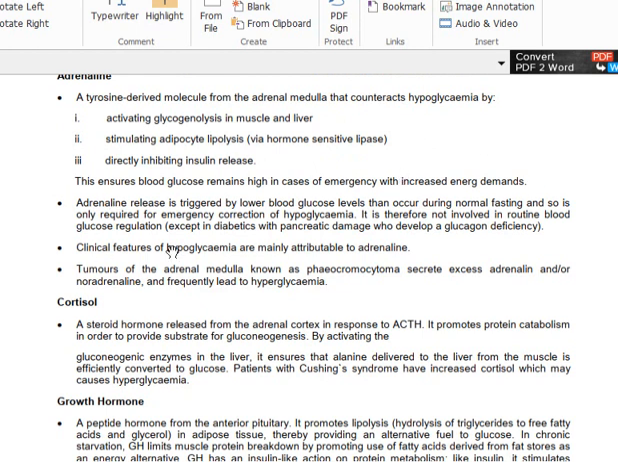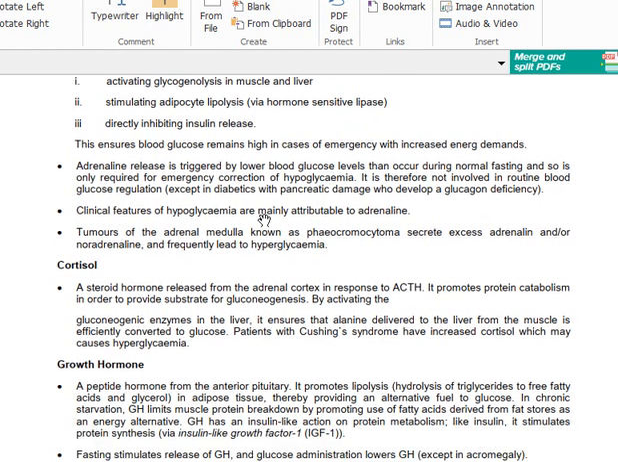Is it clear? And you also need to know that adrenaline release is triggered by a lower blood glucose level than that which occurs in the normal fasting state. Is it clear? So when you have an extremely low glucose level, you have stimulation of adrenaline. The clinical features of hypoglycemia are mainly attributable to adrenaline. Is it clear?